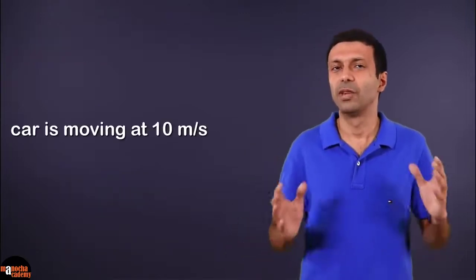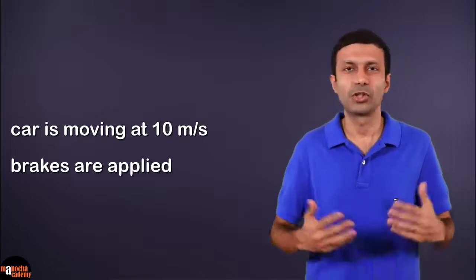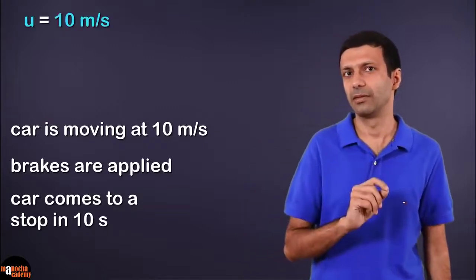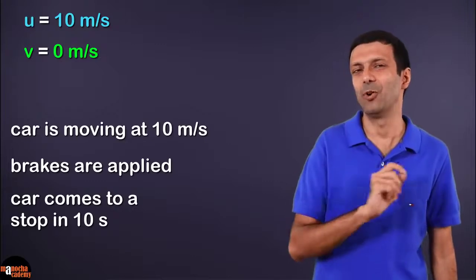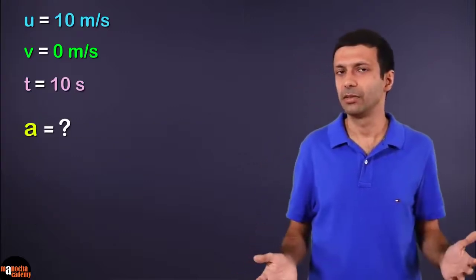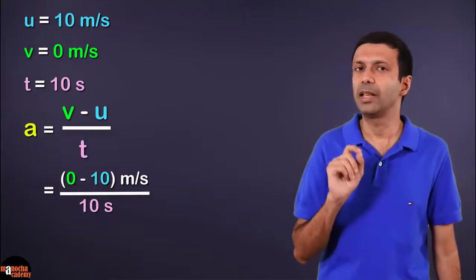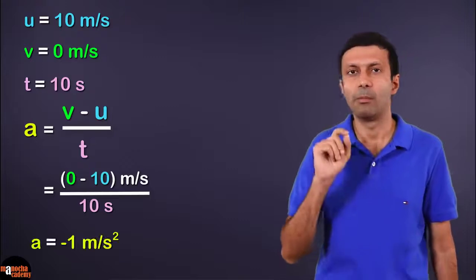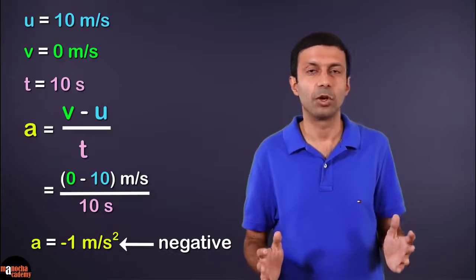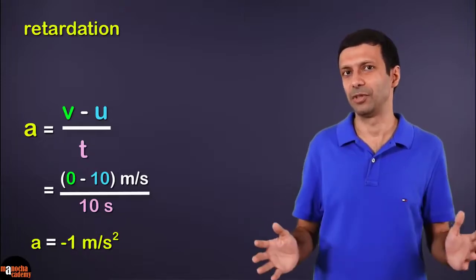Now the car is moving with a velocity of 10 meters per second and the brakes are applied. The car comes to a stop in, say, 10 seconds. So the initial velocity is 10 meter per second, the final velocity is 0 meter per second and the time here is 10 seconds. So what is the acceleration? Again, let's use the formula (v minus u) by t. If you plug in the numbers, we get the acceleration as minus 1 meter per second square. The acceleration is negative because it's a case of decreasing velocity, and this is known as retardation.